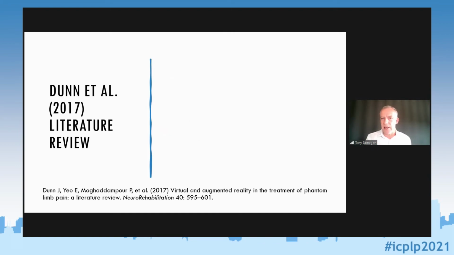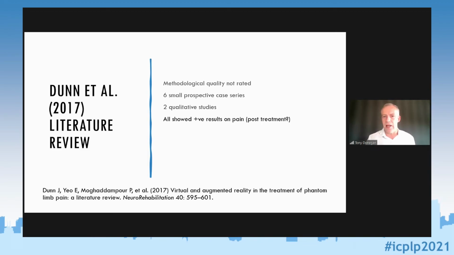If we cast our net a little wider and don't worry so much about the methodological quality, we can pick up some more small case series and a couple of qualitative studies, but really very, very little out there in terms of VR interventions in phantom limb. Now, all of these show positive results on pain. Importantly as well, there's no adverse effects. There's minimal dizziness or motion sickness. So it seems to be feasible, safe, and well tolerated in clinical populations.